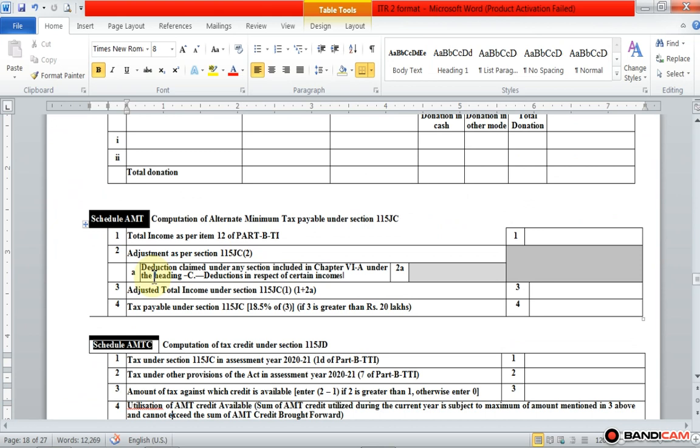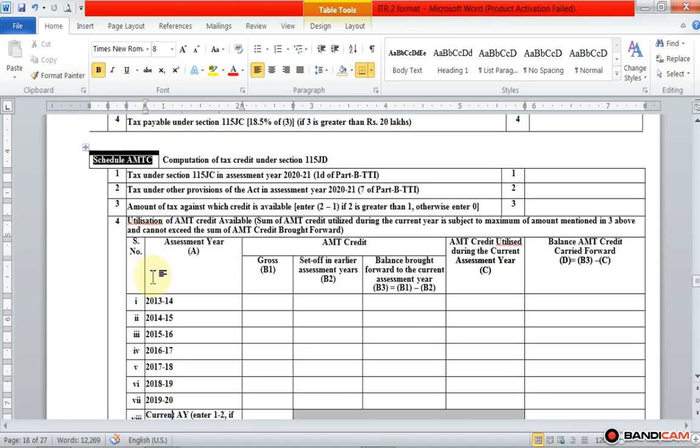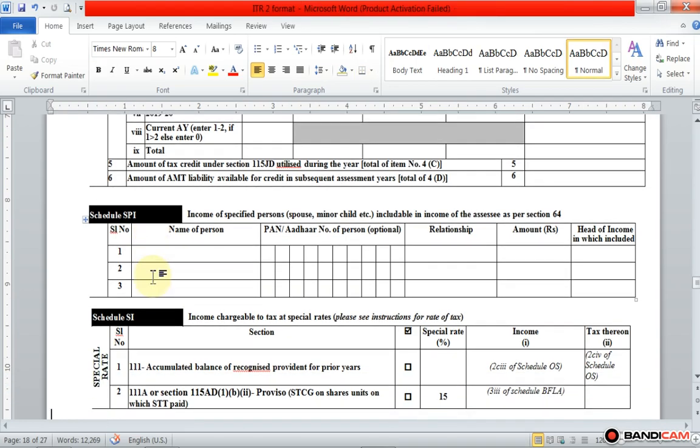Then we studied Schedule AMT. AMT means alternate minimum tax payable under section 115JC. We already discussed this section in our earlier lecture, that is, computation of income from trust. So the MAT provision we already discussed, the same is given here.